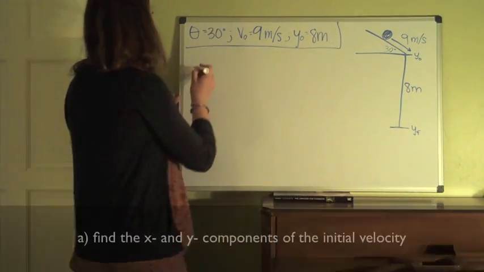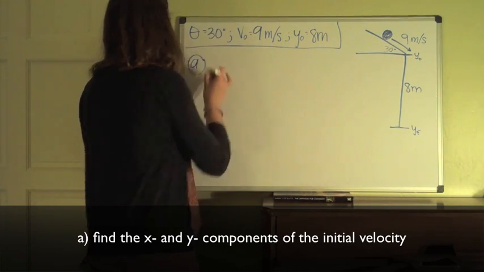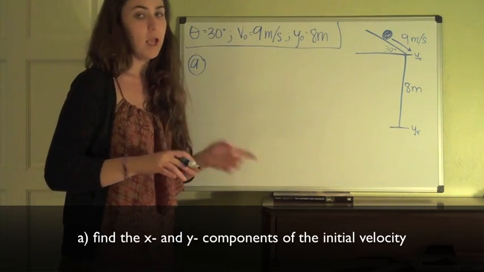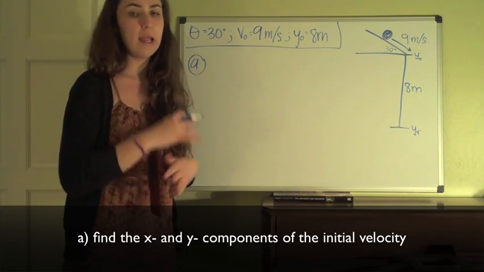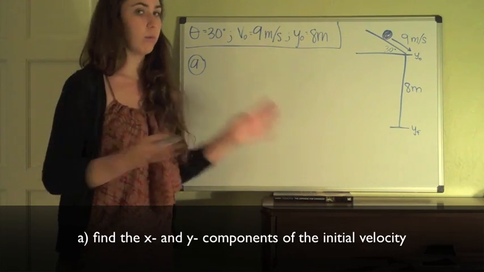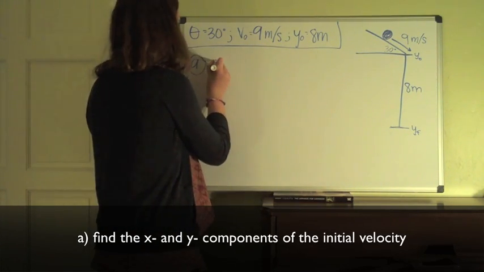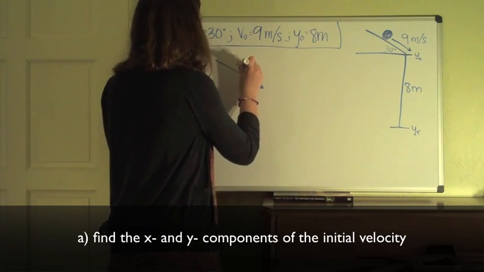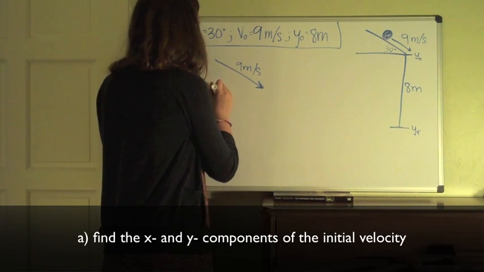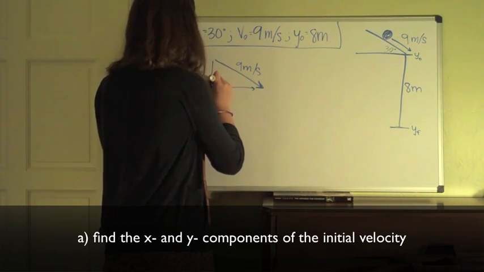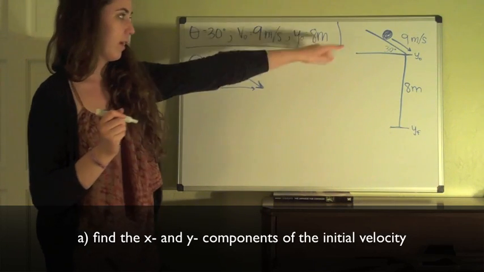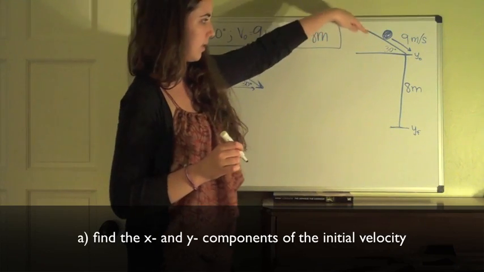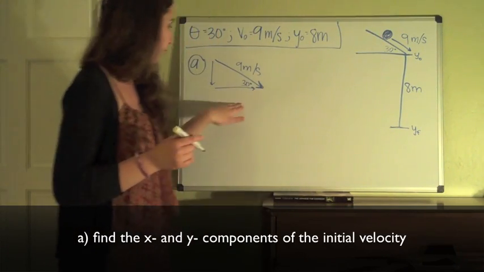First, we're asked to break up the initial velocity into its components, and we're going to use those x and y components in our kinematics equations later on when we're solving for different values. The way we're going to do this is with trigonometry. You first want to draw what we were given, and then what we're solving for. So this is our 9 meters per second, which the ball is traveling at. We know that the angle here is 30 degrees because it's the same as the angle of the roof.